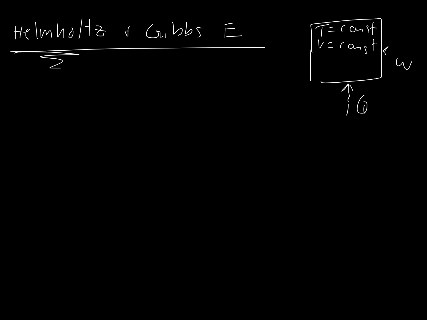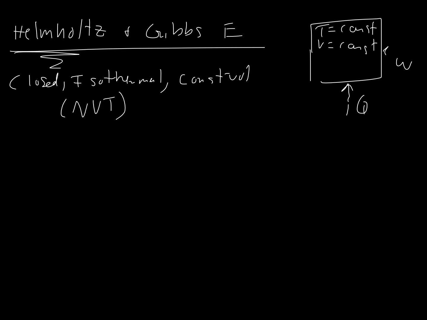So oftentimes, the Helmholtz energy is called the closed system. So it's closed, meaning no mass in, no mass out, isothermal, constant volume. Or in terms of stat mech speak, we would call this the NVT ensemble. That's how we're performing our calculations.